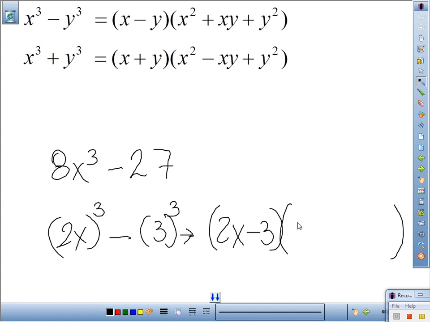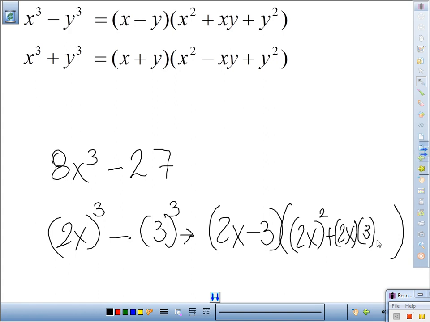What was x now? 2x, so I write 2x squared. Plus, what is next? X times y. What is x? 2x. What is y? 3. And lastly, 3 squared. Simplify, and we just rewrite that.